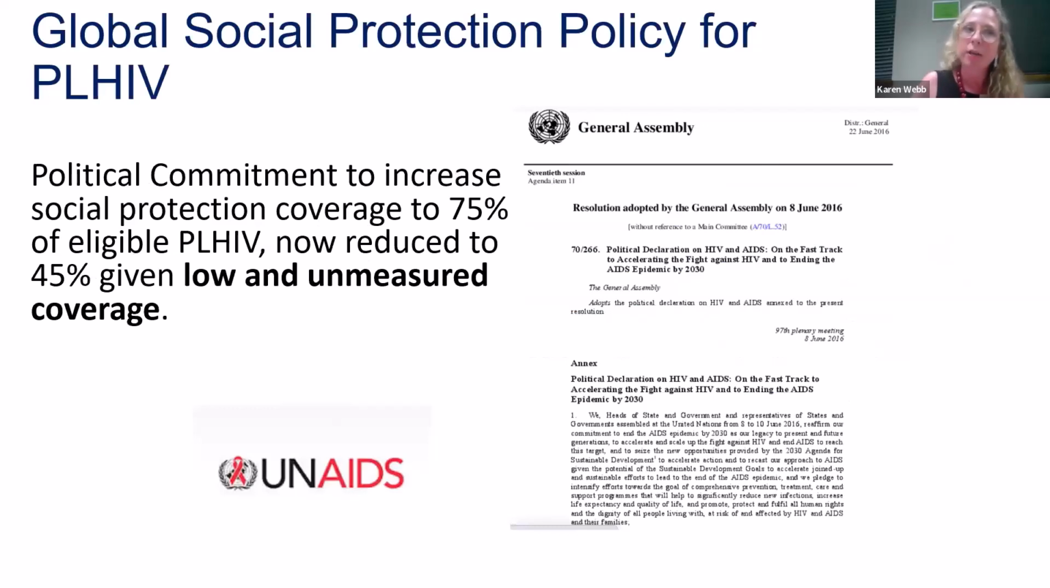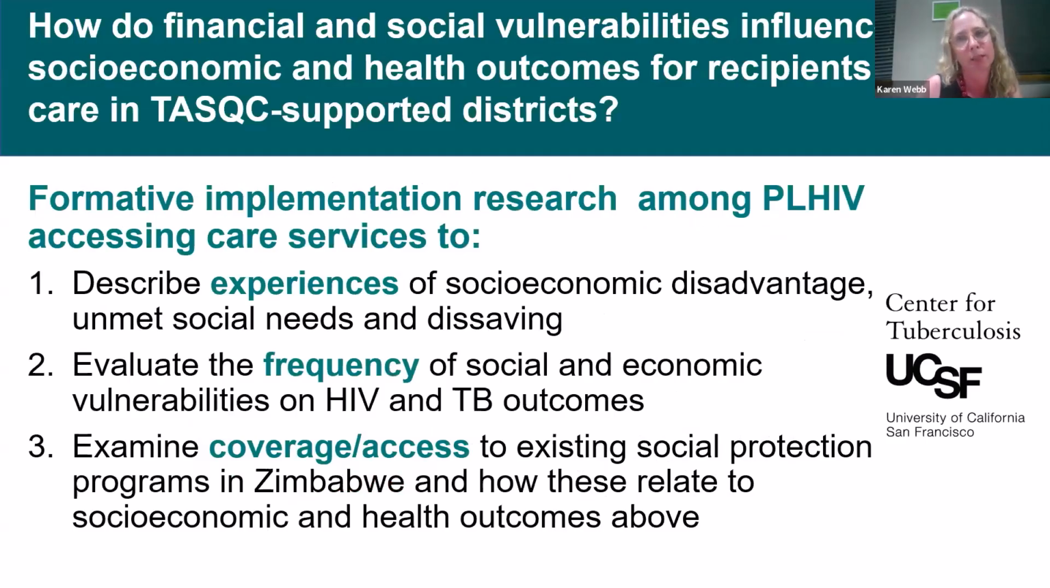Despite this, there is global social political commitment to increase social protection coverage, originally aimed at 75% of all eligible people living with HIV, but this has been reduced to 45% because of low and unmeasured coverage. So there's a lot that we don't know about the integration of social protection and health programs, specifically TB and HIV.